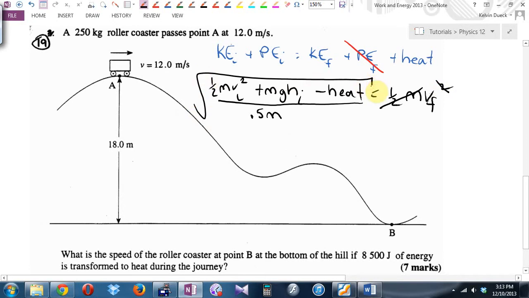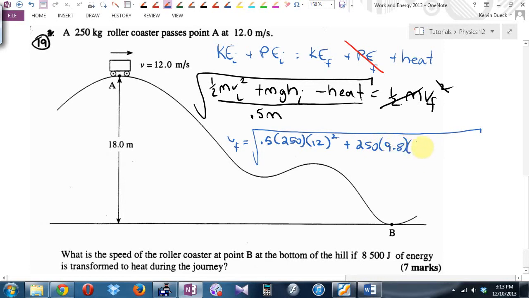You know what? I'll type everything into the square root, press equals, and then square root that. I'm pretty sure Jacob will have this. V final is going to be the square root of 0.5, says the mass is 250, says the speed is 12 squared plus 250 times 9.8 times 18, minus heat, all divided by 0.5 times 250.